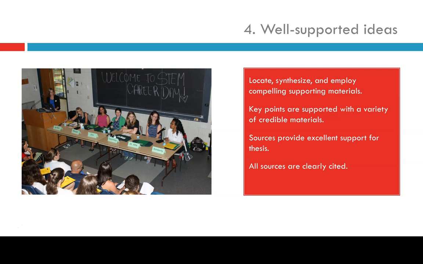In the advanced speaker's speech, her key points are well supported with a variety of credible materials, and her sources provide excellent support for her thesis. In addition, all of her sources are clearly cited. A beginning speaker has points that are generally supported with a fair mix of materials. Only some of her evidence supports her thesis, and her source citation needs to be clarified. An ineffective speaker gives a speech with no supporting materials or no source citations.